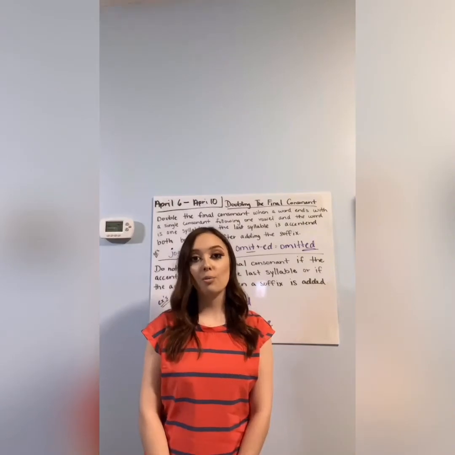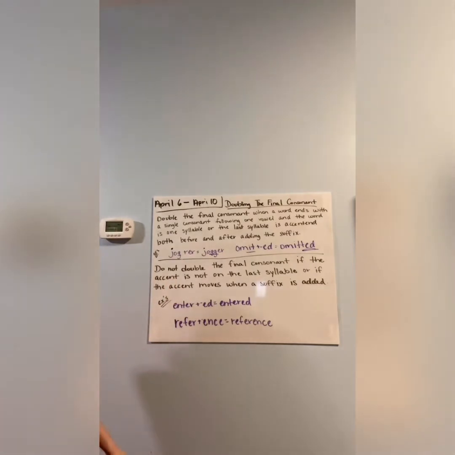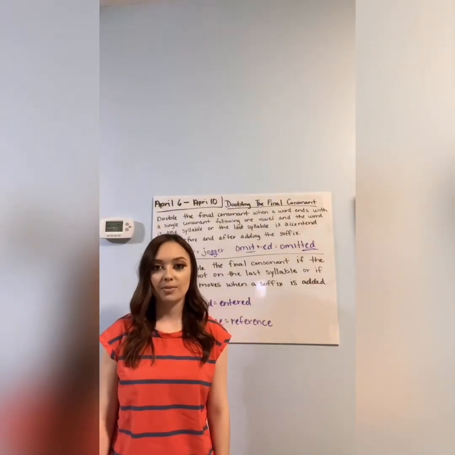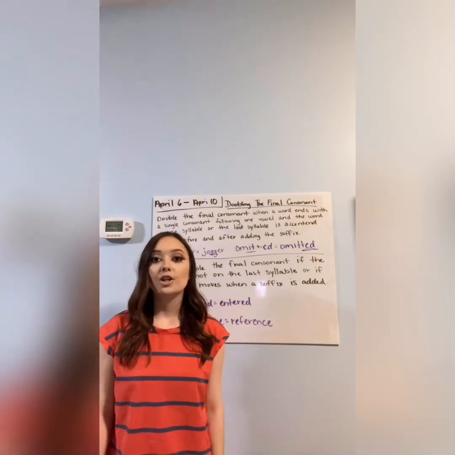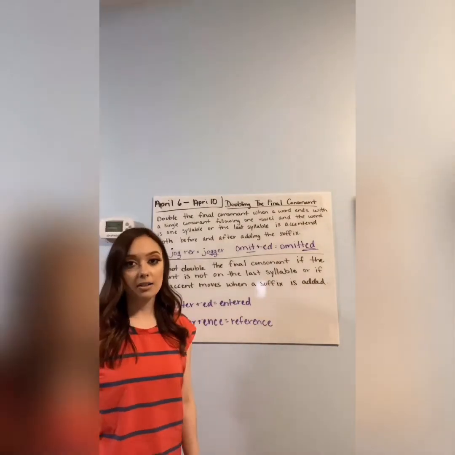Okay, so moving on. It goes on to say, do not double the final consonant if the accent is not on the last syllable. I'm going to pause this right there. And remember, whenever it says a syllable is accented, all that means is that syllable is the strongest syllable. So let's look down at our first example. The word is enter. Let's say that word out loud. Enter. You can hear that our accented syllable is the first syllable in that word. It is not our last syllable.